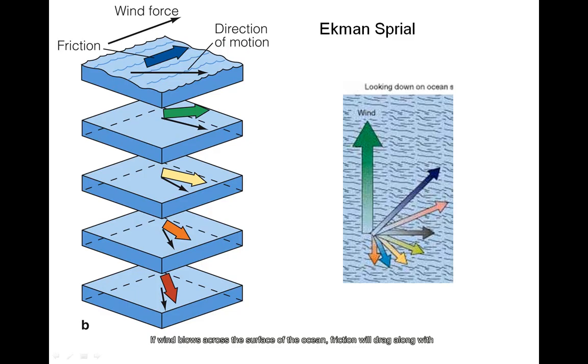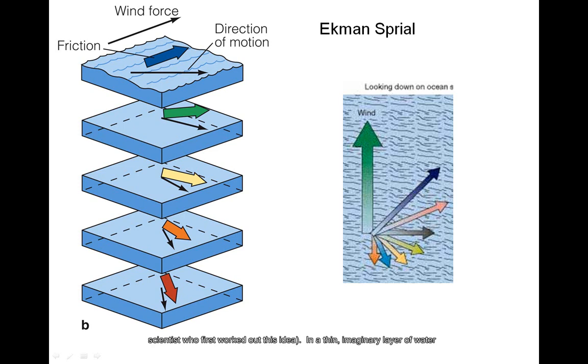Now, if wind blows across the surface of the ocean, friction will drag along with it water molecules in the ocean. But due to the Coriolis effect, the water molecules do not move the same direction as the wind. The Ekman spiral here shows us how water in the ocean moves when wind blows across the surface. And this is named after the scientist who first worked out this idea.